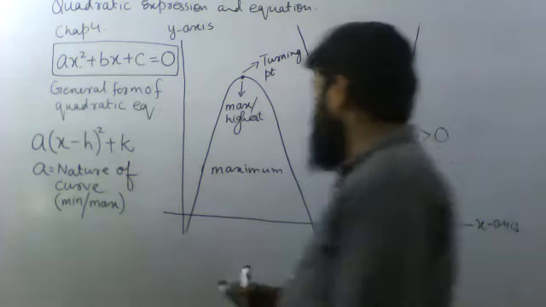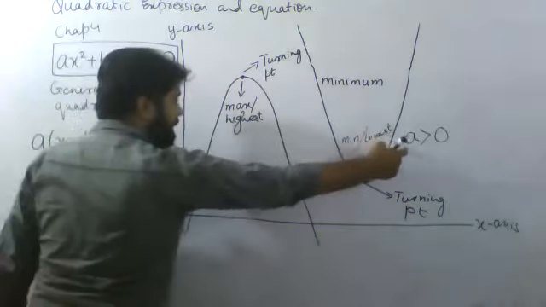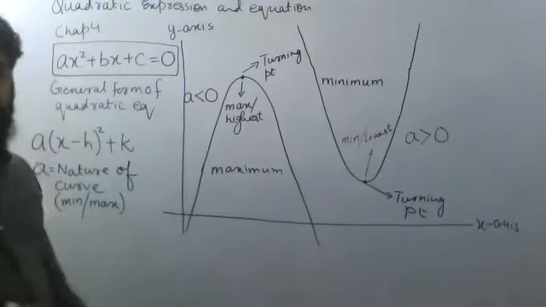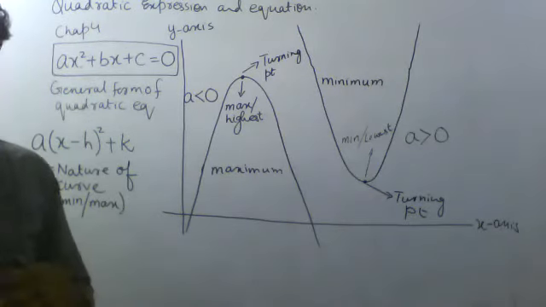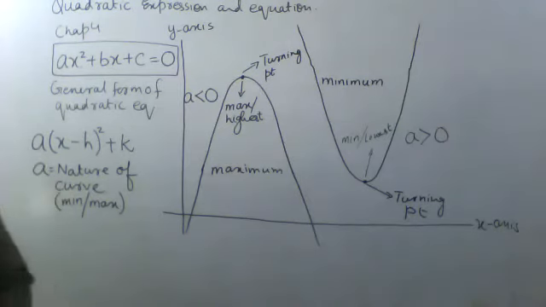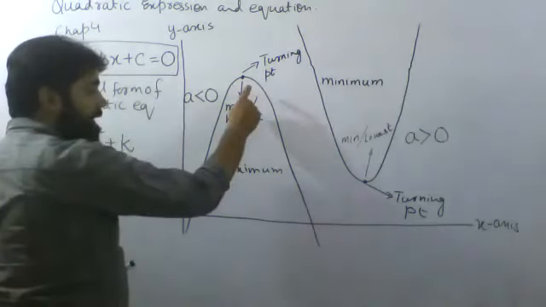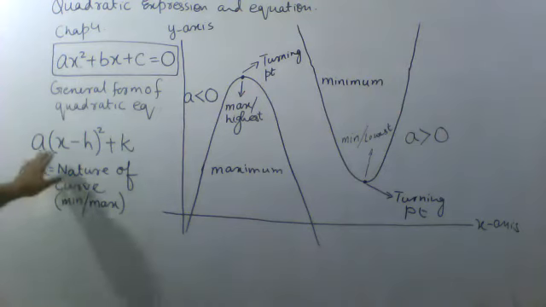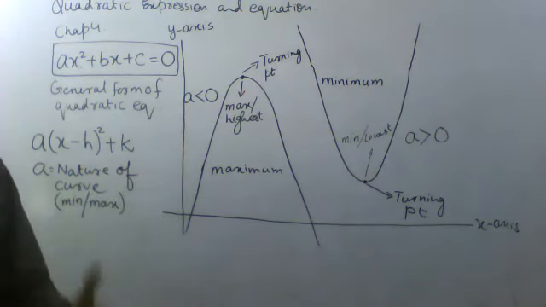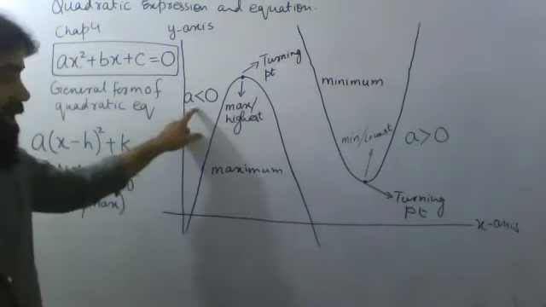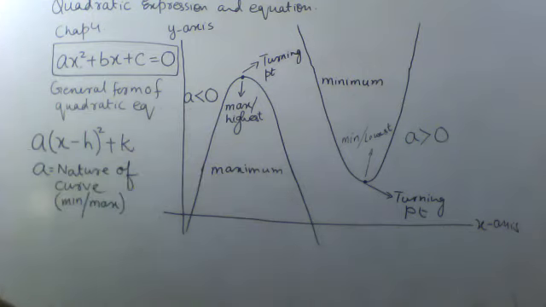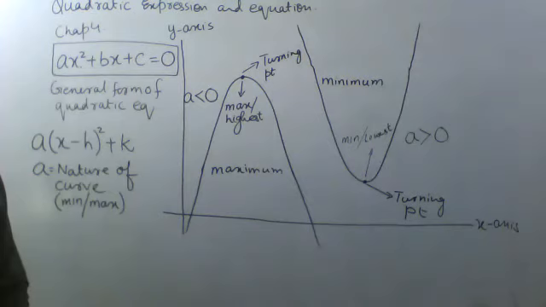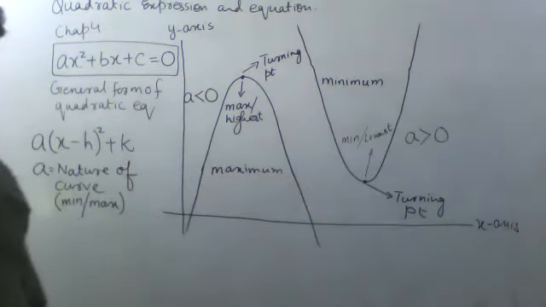And if the value of a is coming less than 0, meaning negative values, then the curve will be maximum. So if you simplify your equation and bring it in this form and the value of a is coming less than 0, you will say it's a maximum curve, and if it is coming greater than 0, then you will call it a minimum curve.